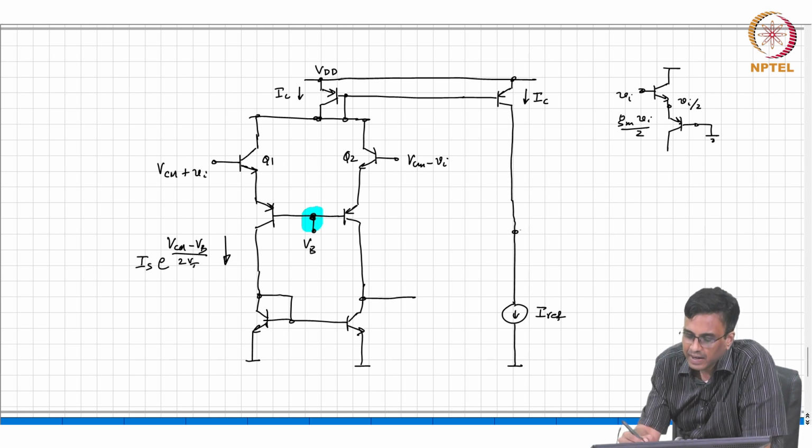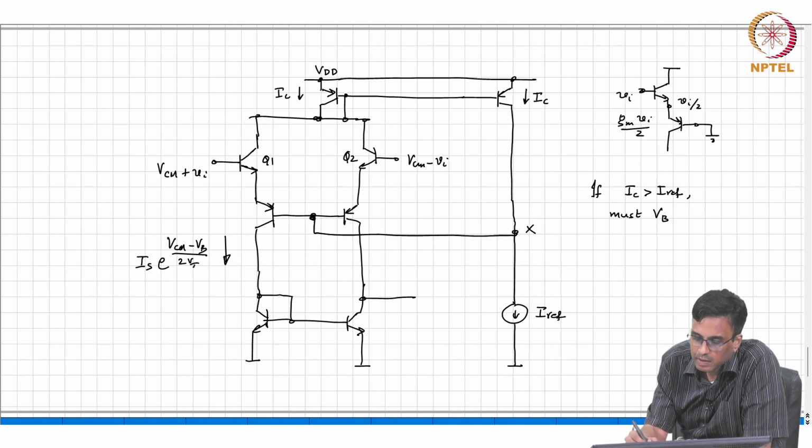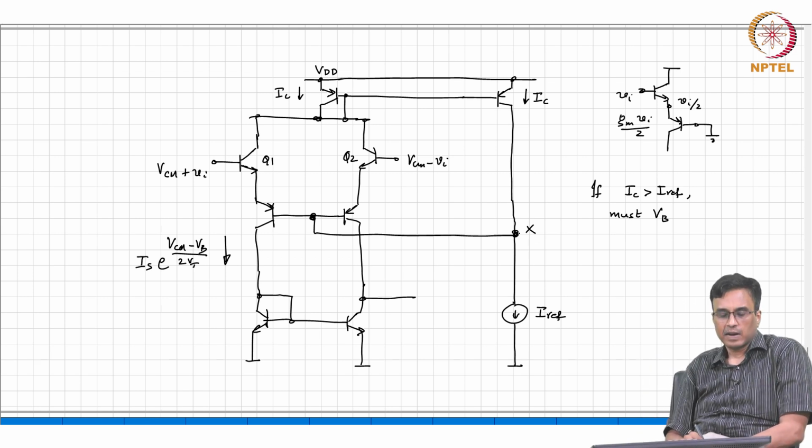If IC is greater than Iref, we must increase VB, but what happens to this node X? If IC is greater than Iref, the node X increases. So, what should we do? Well, the easy thing to do is simply connect it to VB. So, this is basically a feedback loop, always comparing the total current in the input pair to Iref and changing VB in the right direction and the right amount, so that the quiescent current is always equal to Iref. Okay. So, this basically solves the problem of the transistor going into saturation, then causing a negative feedback loop to become positive feedback. Does it make sense? Okay.